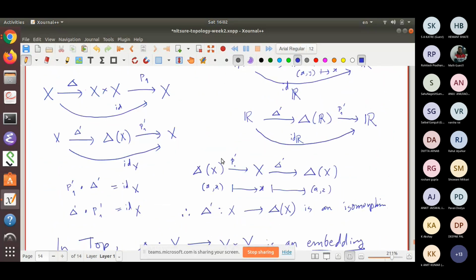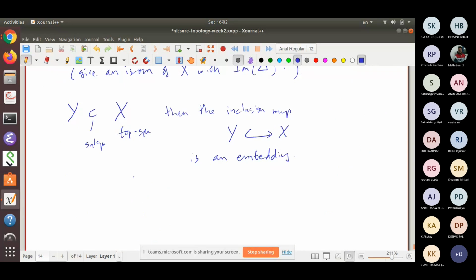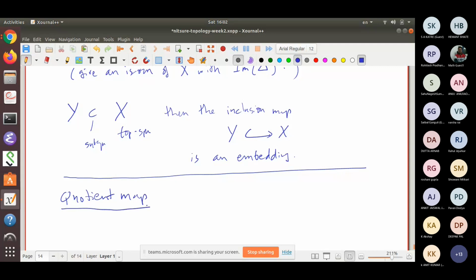Now I am going to flip things around. If we were more categorical, you would see that what I am doing is reversing all arrows. And I am going to define a special kind of map, which I'll call a quotient morphism, a quotient map. So I'll say that X to some Y is, one, continuous. See, there is nothing without continuity. Two, a surjection.